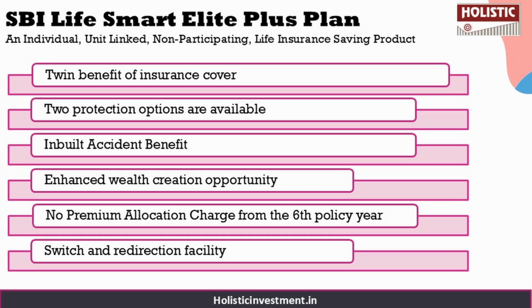And also there is enhanced wealth creation opportunity through 9 varied fund options, and there is no premium allocation charge from the 6th policy year onwards, thereby enhancing your fund value. And you can also switch and redirect your investments. So these are some of the key features of the policy. And there are other benefits like death benefit and maturity benefit, which will differ based on what kind of plan option you have opted for. And there are 9 fund options for you to choose from.